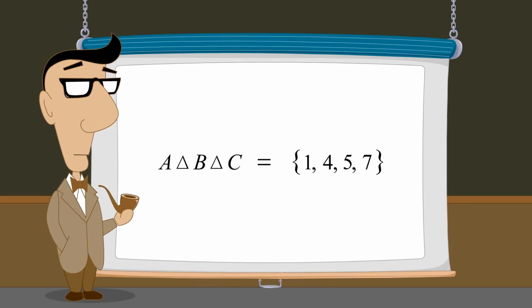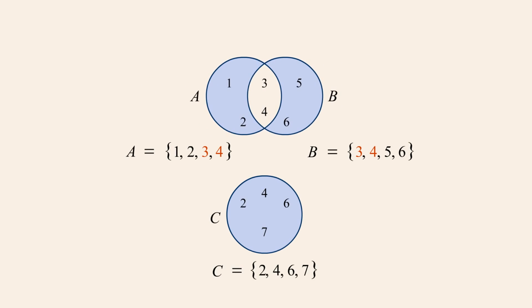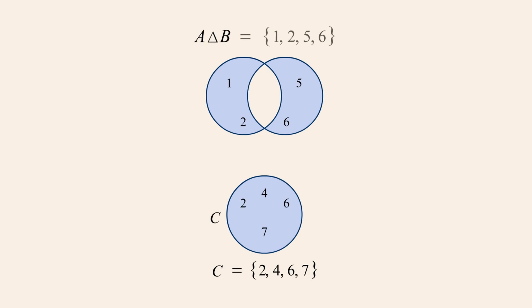Now let's form the symmetric difference one last time using numbers and Venn diagrams. Once again, set A contains the numbers 1, 2, 3, and 4. Set B contains 3, 4, 5, and 6. And set C contains 2, 4, 6, and 7. We first form the symmetric difference of sets A and B. These two sets have the elements 3 and 4 in common, so their symmetric difference includes all the elements except 3 and 4. The symmetric difference of A and B therefore consists of 1, 2, 5, and 6.